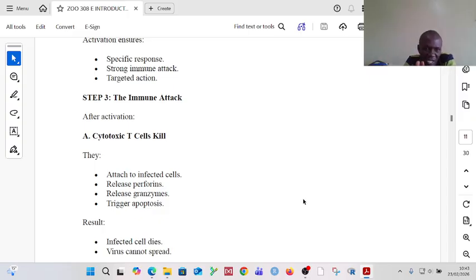So the result of that ni kwamba the cell that is infected will die. The cell that is abnormal will die. Once that happens, then the infection in that cell will not spread. Whatever is making that cell to be abnormal will also not do what? Spread. Okay?